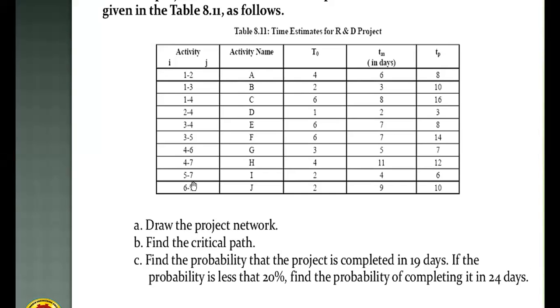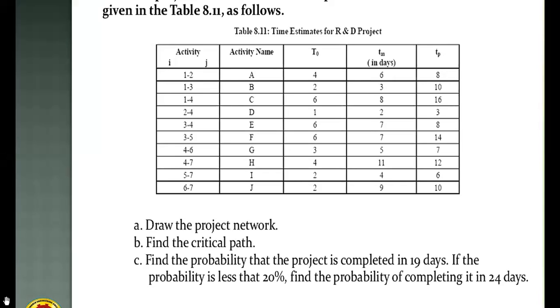So from all these details, draw the project network and find the critical path. Find the probability that the project is completed in 19 days. If the probability is less than 20%, find the probability of completing it in 24 days. First you have to construct the network diagram, the project network, and after that you have to find out the critical path.